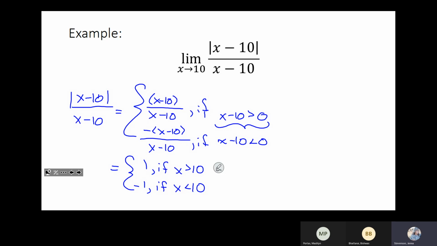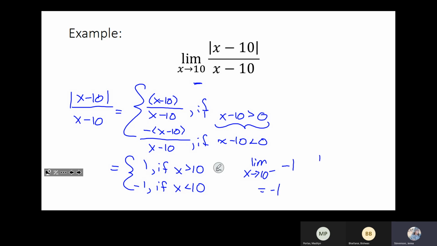Okay, notice my breaking point is the same value as my a. So my a is now equal to my b. So I do my left hand limit and my right hand limit. Even though we can already see it's not going to be equal because one's going to be 1 and one's going to be negative 1, I still have to show it. So I'm going to have the limit as x approaches 10 from the left, which is going to be negative 1.